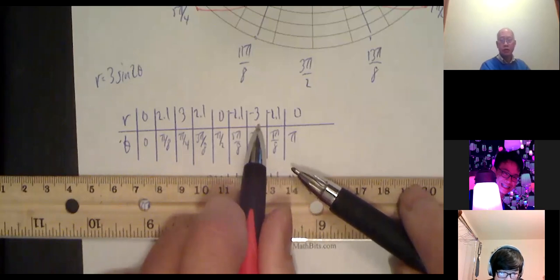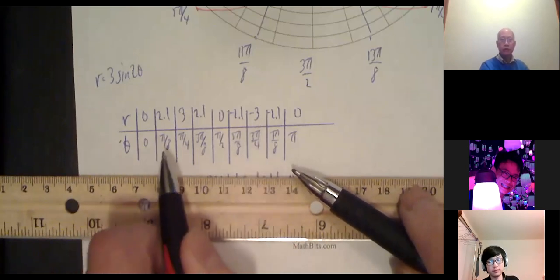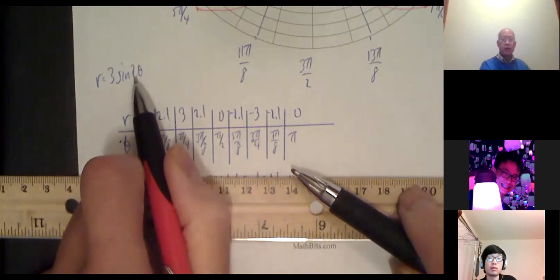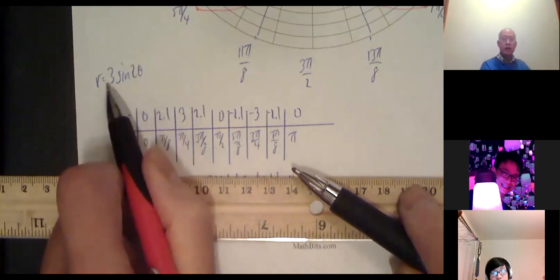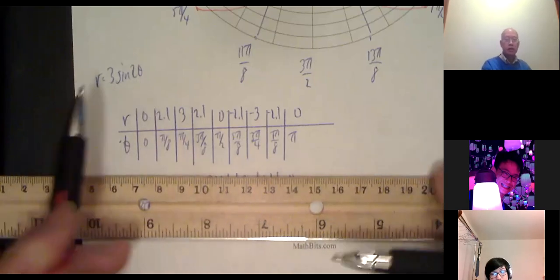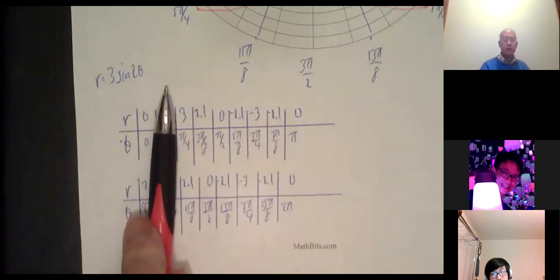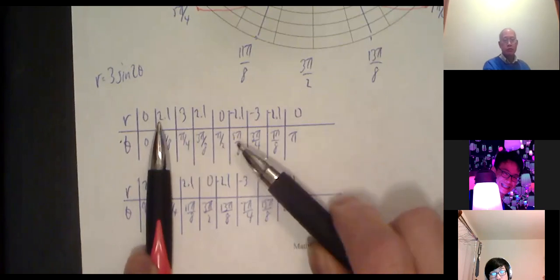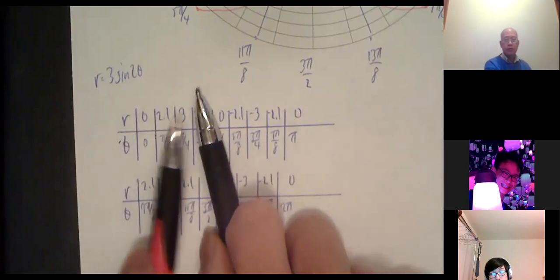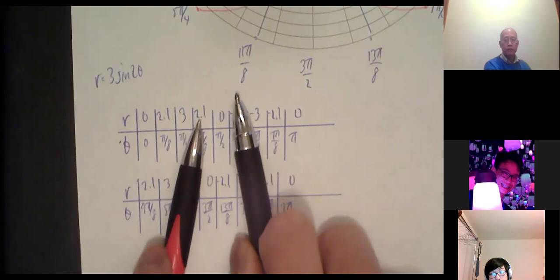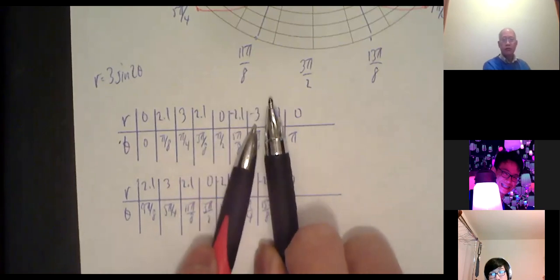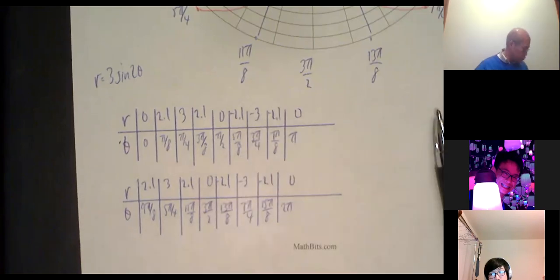All the others have something to do with radical 2 over 2. If I plug in pi over 8, taking the sine of pi over 4, which is radical 2 over 2, is about 0.7. Times 3 is 2.1. So it's either going to be 2.1 or negative 2.1. Going from 0 to 3, 2.1. Going from 3 to 0, 2.1. From 0 to negative 3, negative 2.1. From negative 3 to 0, negative 2.1.